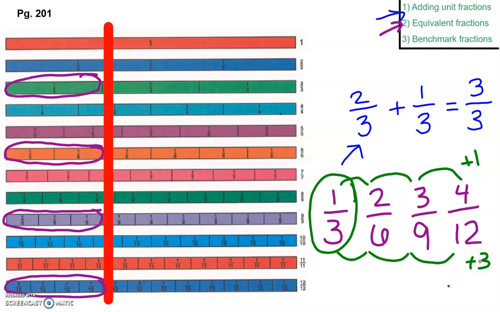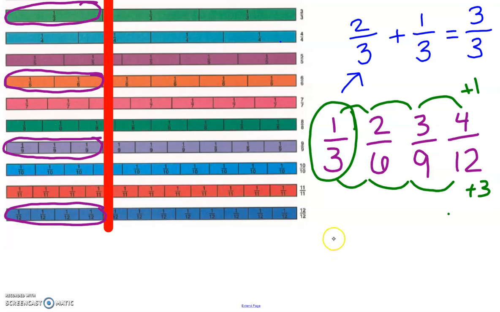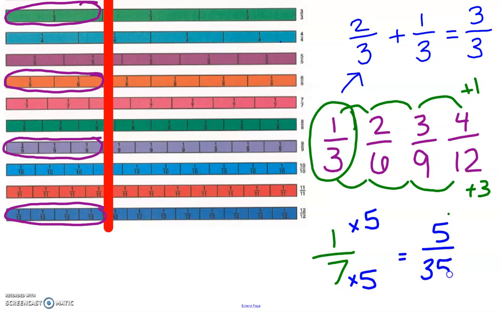The coolest thing about equivalent fractions, they're actually pretty easy to find. If you were to take a fraction like 1/7 and I were to ask you to find an equivalent fraction, you could multiply anything by the top. So let's just say we multiplied it by 5. Whatever you do to the top, you just also have to do to the bottom. So what's 1 times 5? 5. And 7 times 5 is 35. So that means then that 5/35 is equivalent to 1/7.